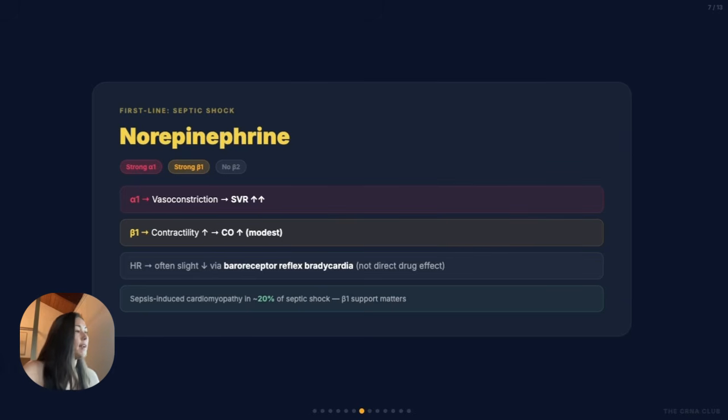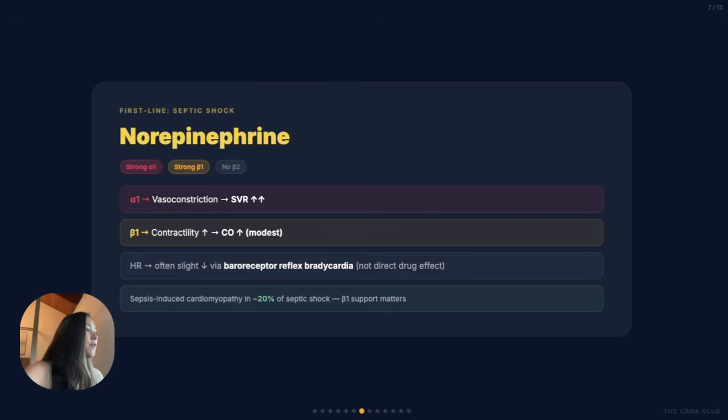The net heart rate effect is usually a slight decrease because baroreceptors in the aortic arch detect the pressure rising and fire a reflex that slows the SA node through increased parasympathetic tone. So you get reflex bradycardia. Not really a direct drug effect, it's a compensatory baroreceptor reflex.